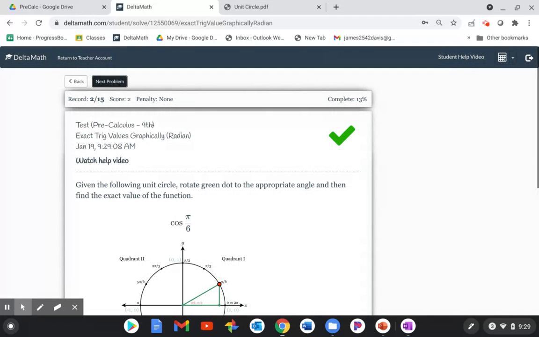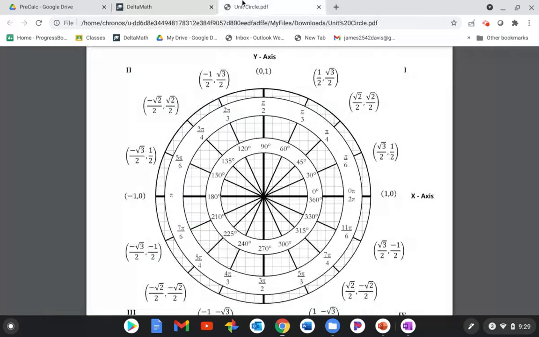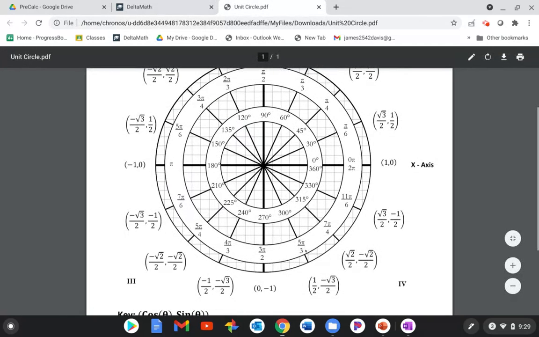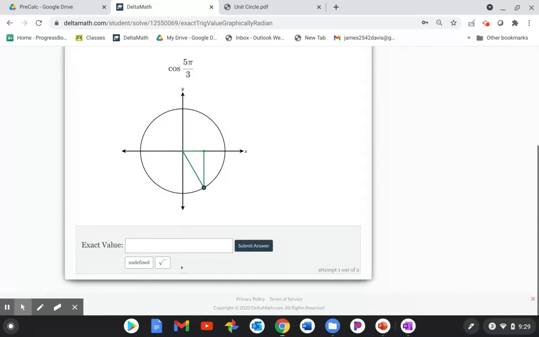Going to do another one. 5 pi over 3. So you might not know off the top of your head where 5 pi over 3 is. Hopefully you can figure out a general idea. 5 pi over 3 is right here. And we're asked for, I believe, the cosine, right? Yeah, cosine of 5 pi over 3. So we're going to drag it to here, and then the cosine represents the x coordinate. So we're just going to type in a half. Drag it around to here, 5 pi over 3. And we write 1/2.